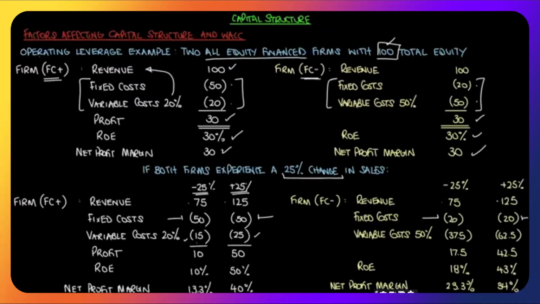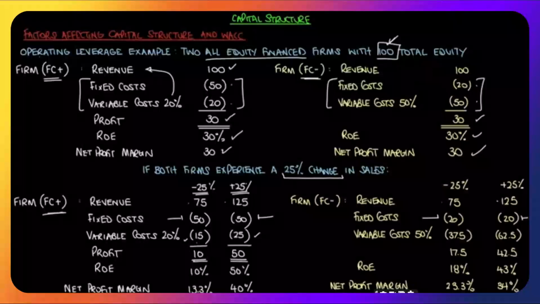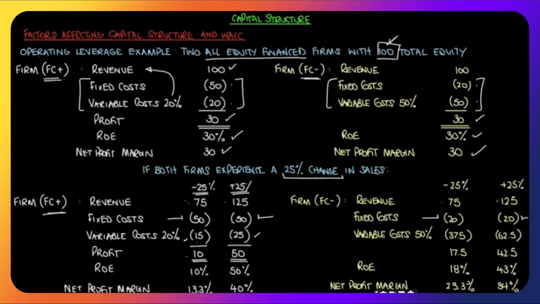of 10 when sales drop and 50 when they rise for the firm FC Plus, giving us ROE in the downside of 10 over 100, 10%, and 50 over 100, 50% in the upside. Net profit margin, 10 divided by 75, 13.3 in the downside, 50 over 125, 40 on the upside. For FC Minus, we got down to a profit of 17.5 and 42.5. That gave ROEs of 18 and 43, net margins of 23.3 and 34.